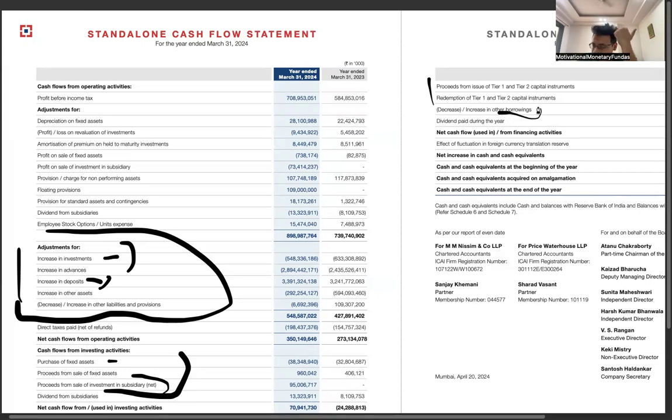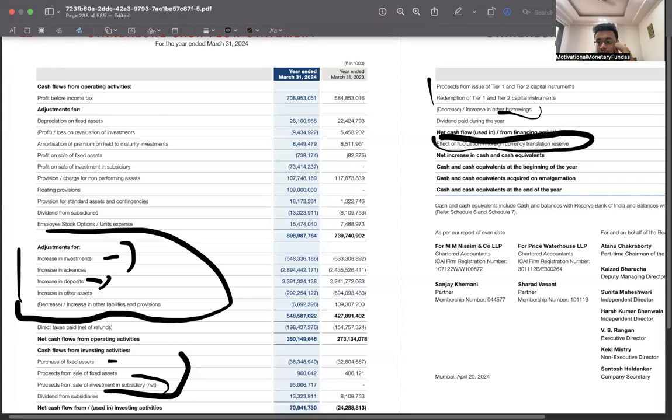Increase in borrowings. These might be some external borrowings. Some dividend the company has paid, right? Now, there can be some foreign exchange translation reserves. Can anyone suggest what the foreign currency translation reserve is? Anyone knows?